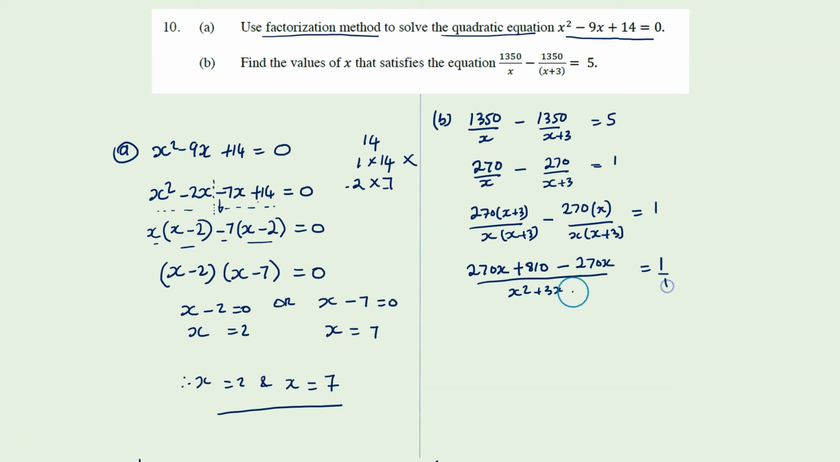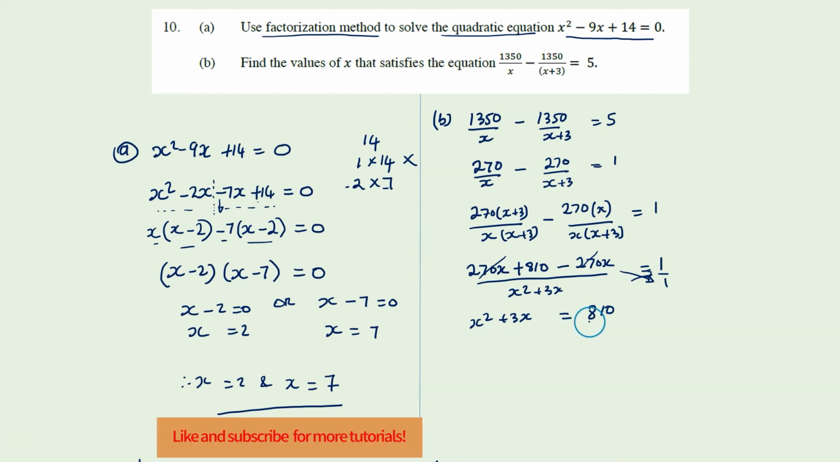So this is the same as writing 1 over 1. You can cross multiply, whichever method you prefer. So this times that is equal to this times that. So I've got x squared plus 3x is going to be equal to 270 minus 270x, that will go, equals 810. Obviously, I can see it is a quadratic equation, so I must have a 0 on one side. So take away 810 from both sides. So x squared plus 3x minus 810 is equal to 0.